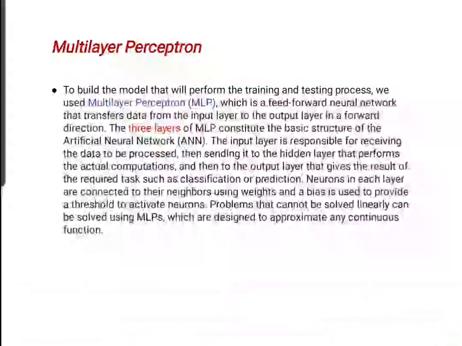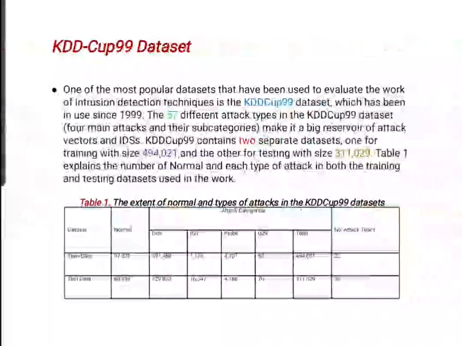To build the model that will perform the training and testing process, we use the multi-layer perceptron, which is a feed-forward neural network that transfers data from the input layer to the output layer in a forward direction.